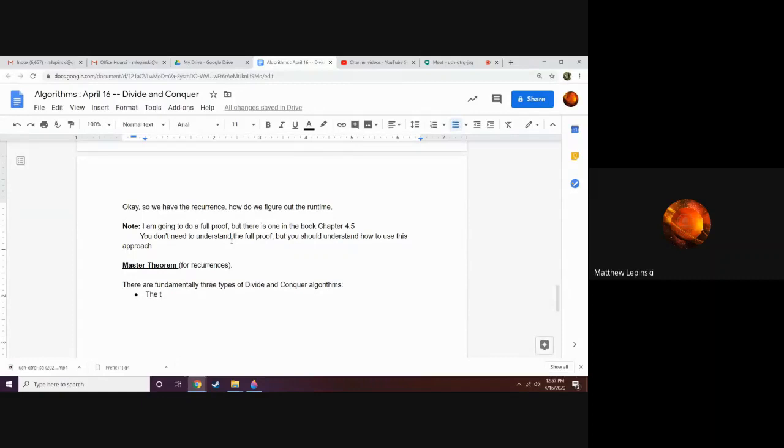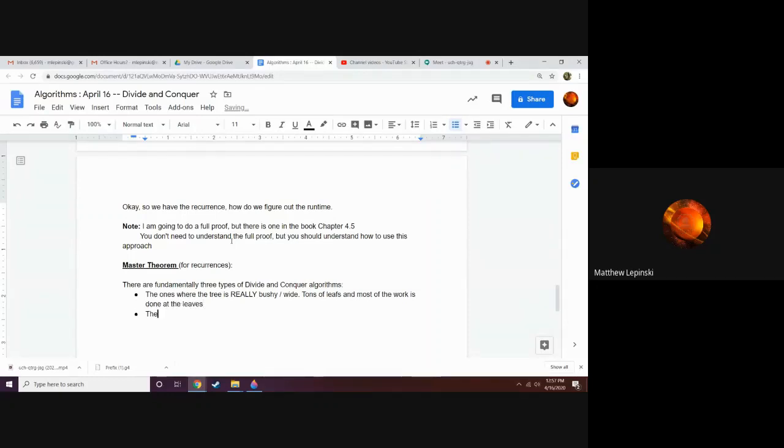So, there are fundamentally three types of divide and conquer algorithms. There's ones where the tree is really bushy and wide. So this is like tons of leaves, and most of the work is done at the leaves.